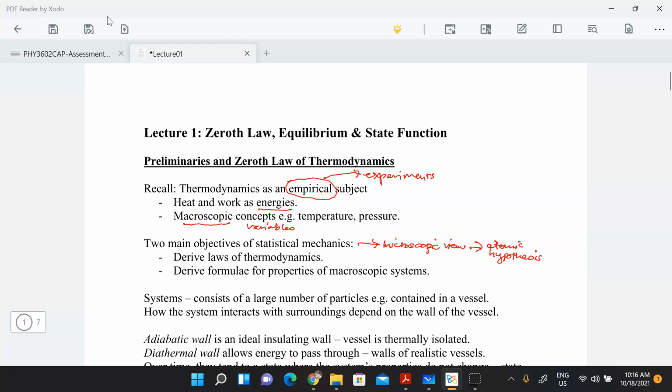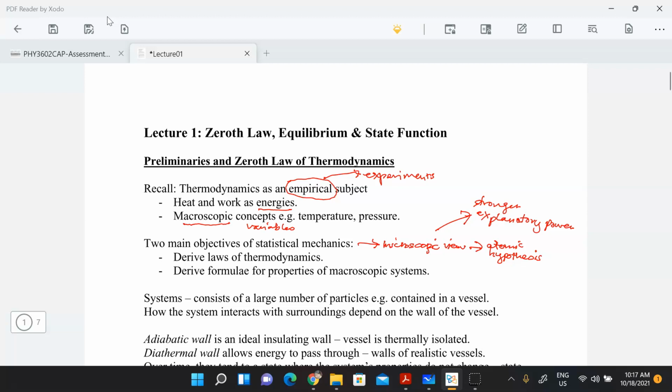But here is where you get much more: when you take the microscopic view, you have a stronger explanatory power. You actually tell how the microscopic particles behave, and collectively they will appear to give you all this macroscopic kind of behavior.